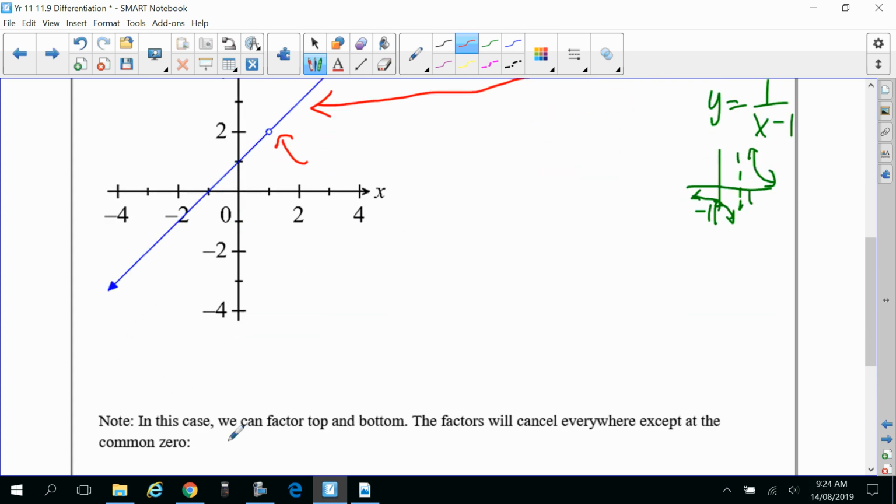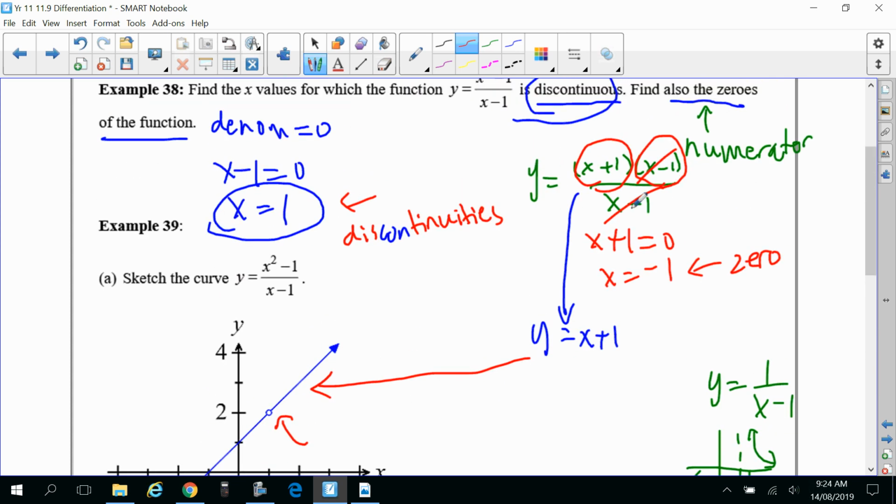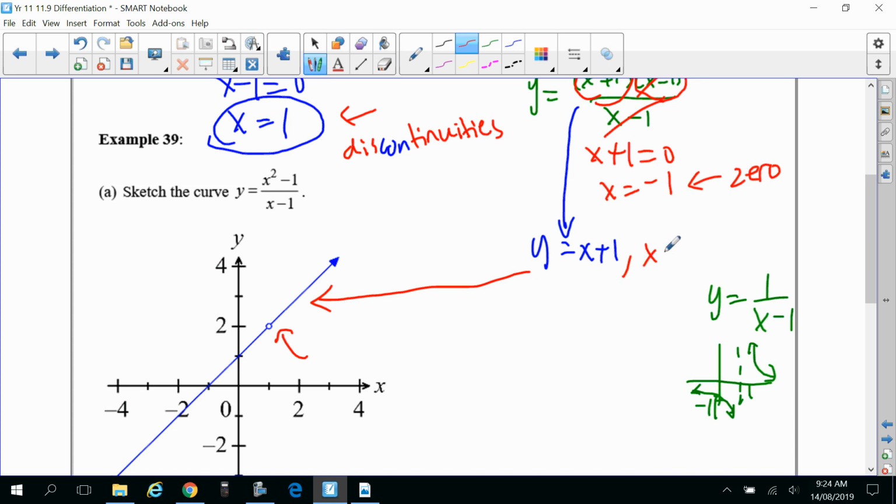So in this case, we can factor the top and bottom. The factors will cancel everywhere except at the common zero. So it cancels everywhere except, so when you write this, you have to write x not equal to 1, right? Because otherwise when people see that, they'll think it's the whole line. No, it's not the whole line. There's one point removed, x equals 1. You have to write that. It's like when you sell a product in the supermarket, make sure you include terms and conditions. Does that contain nuts? Does it contain peanuts? Write it down: may contain traces of peanuts, whatever you call it.